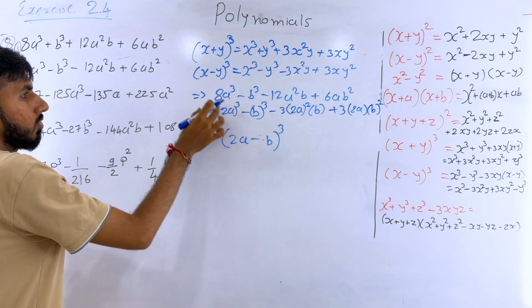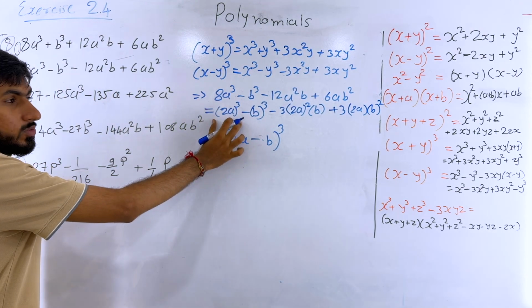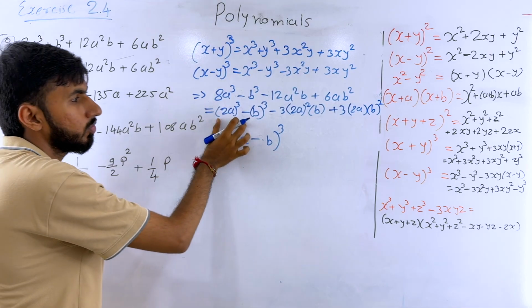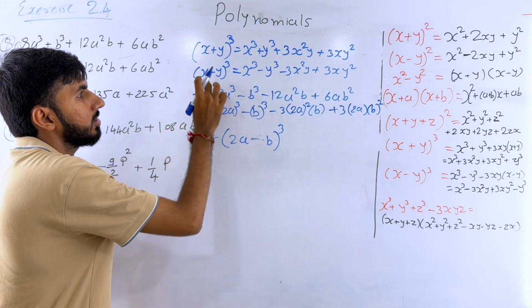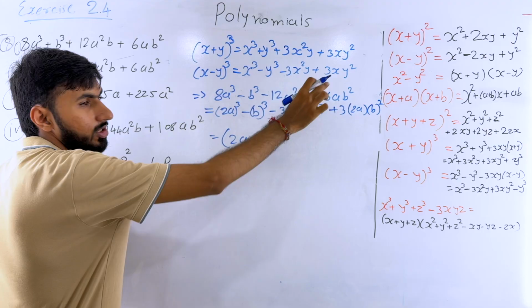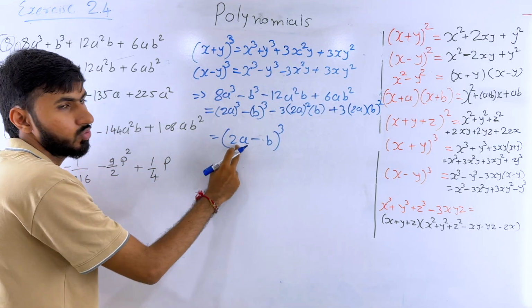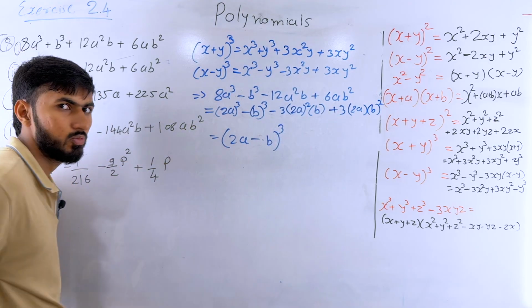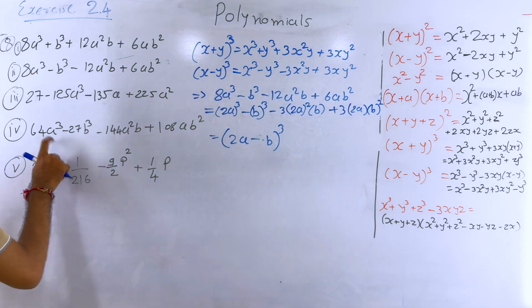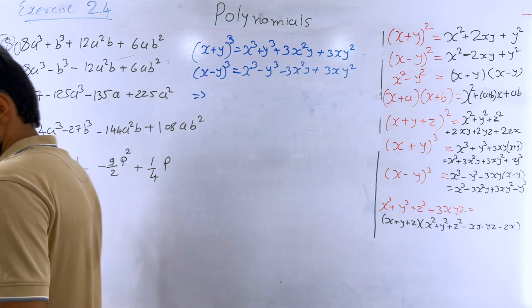So now I have converted the question into the similar form of the identity. Now you have to write that by using the identity (x minus y) cube is equal to this. My answer will be x, that is 2a, minus y, that is b, whole cube, right? Very easy. We will do the third one.